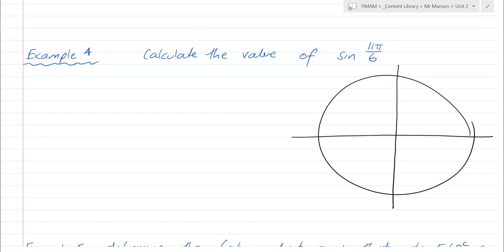11 pi on 6. This is pi on 2. This is pi. That's as far as I have to go. Is it? No, it's not. 3 pi on 2, and this is 2 pi. 11 pi on 6. 2 pi is 12 pi on 6, so it's not quite to 2 pi. 3 pi on 2 is equivalent to 9 pi on 6. So I can see it's in the fourth quadrant. It won't be much work.